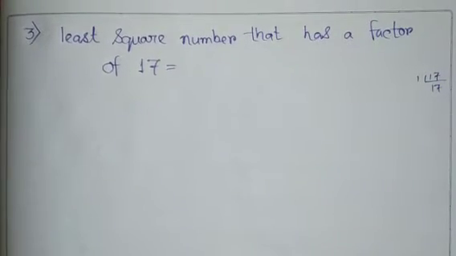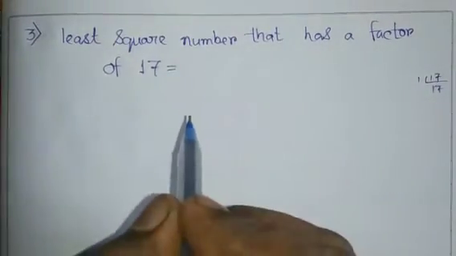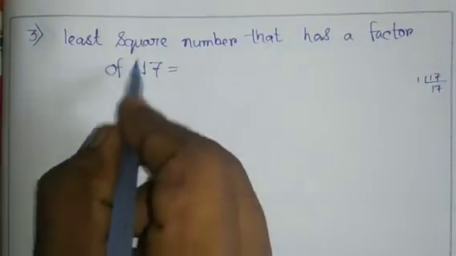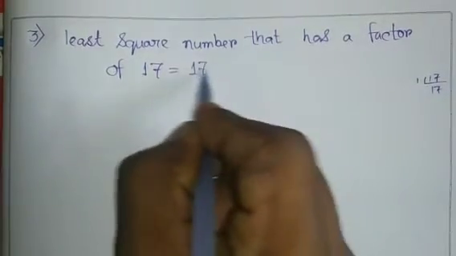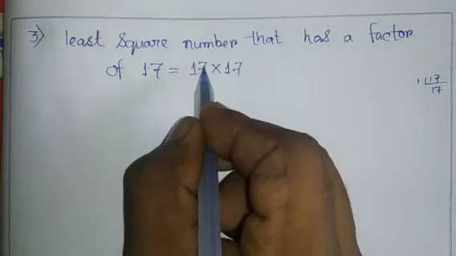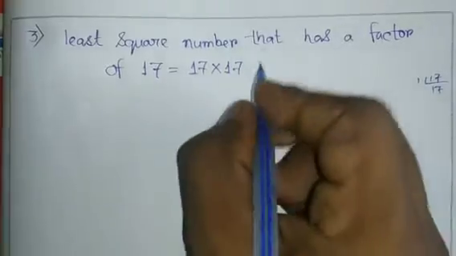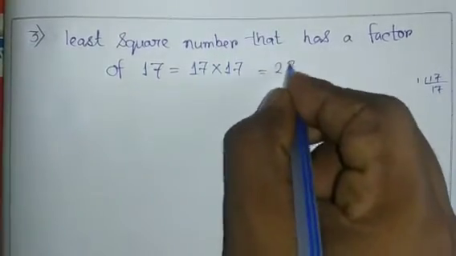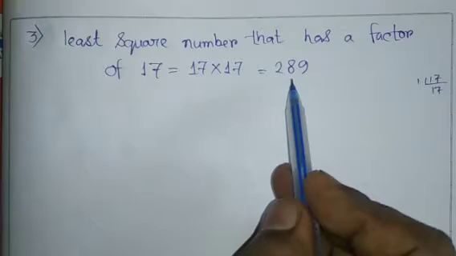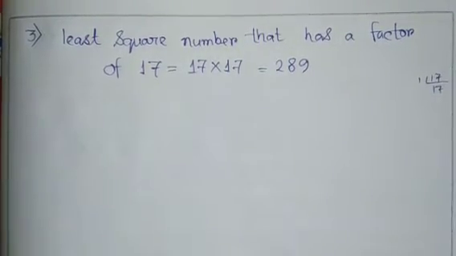That means that particular number must have 17 at least 2 times. Alright, so whenever we need to find the least square number of a prime number, we'll write it twice, because it is a prime number. That means we'll need 17 at least 2 times so that it can be a square. That means 17 into 17, it will be 289. So 289 is the least square number that has a factor of 17.